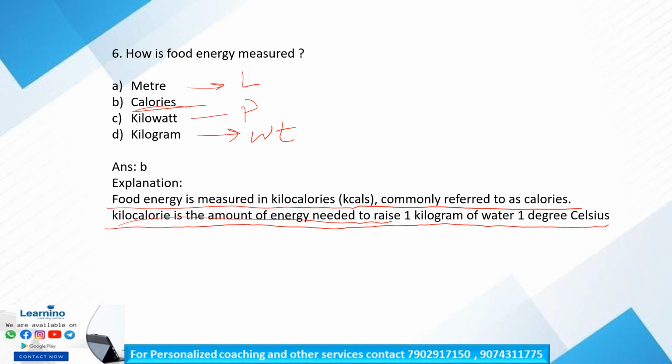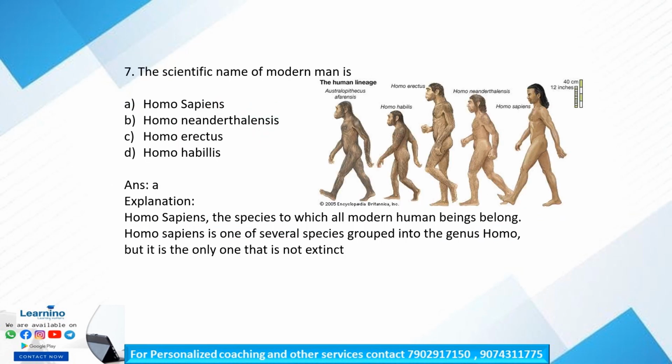So we will move to the next question, question number 7. Our seventh question: the scientific name of modern man is. So we all know that the scientific name of modern man is Homo sapiens. That is the latest version in the human lineage. Clear? Homo sapiens is the scientific name of modern man.